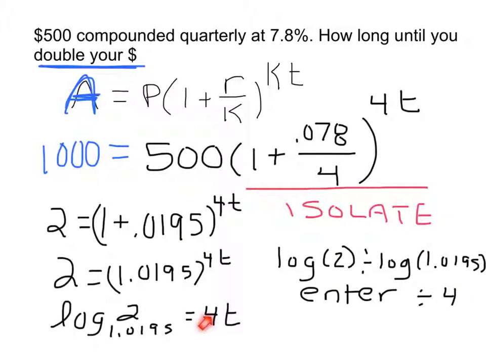And so log of 2 divided by the log of 1.0195 divided by 4 is 8.97, and that means you would expect to take about 9 years to double your money if you invested it compounded quarterly at 7.8%.